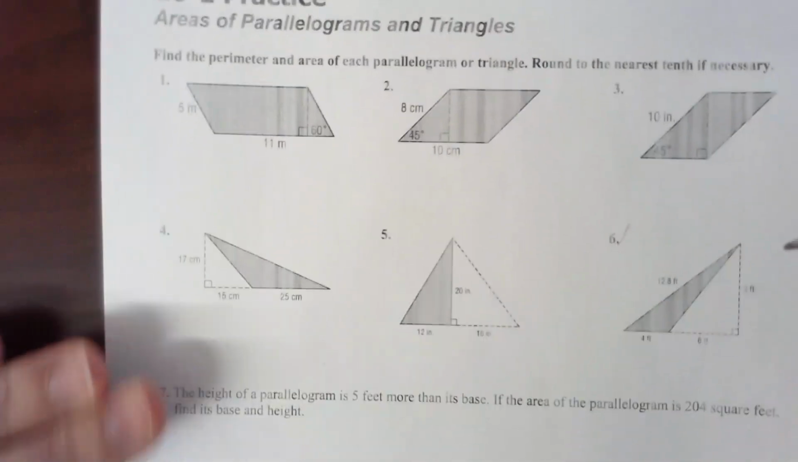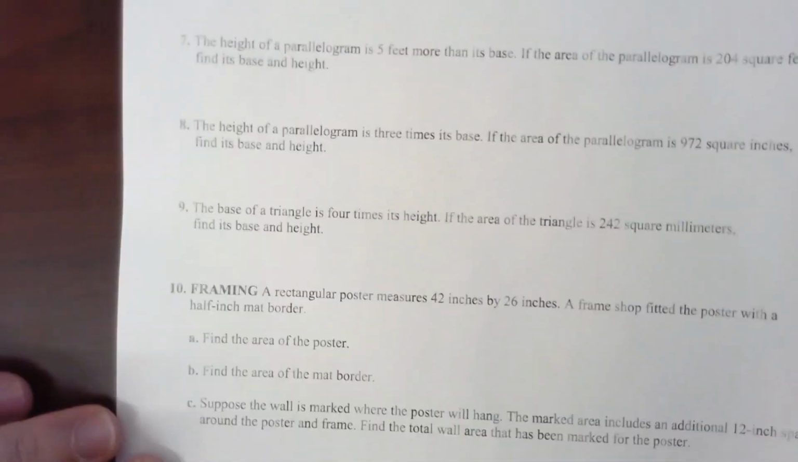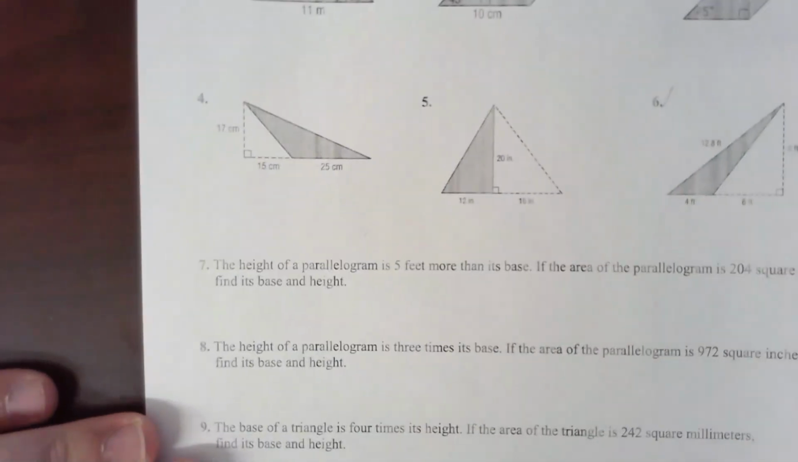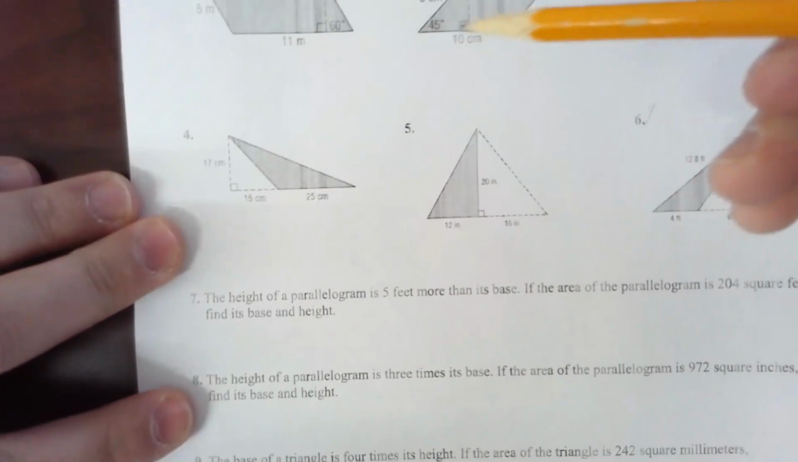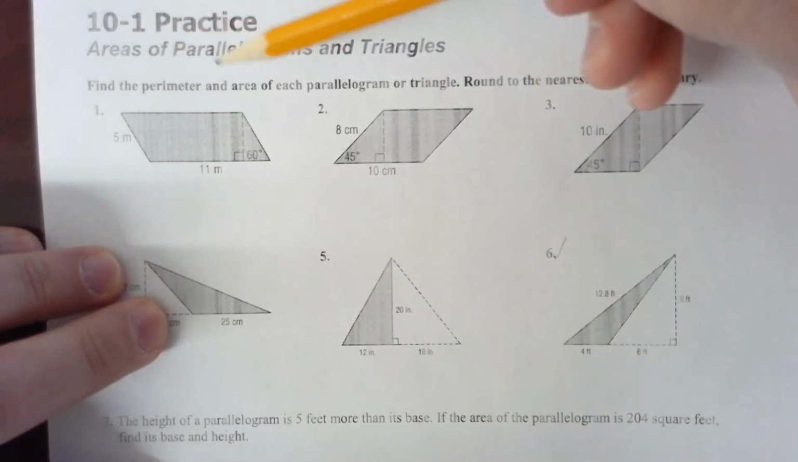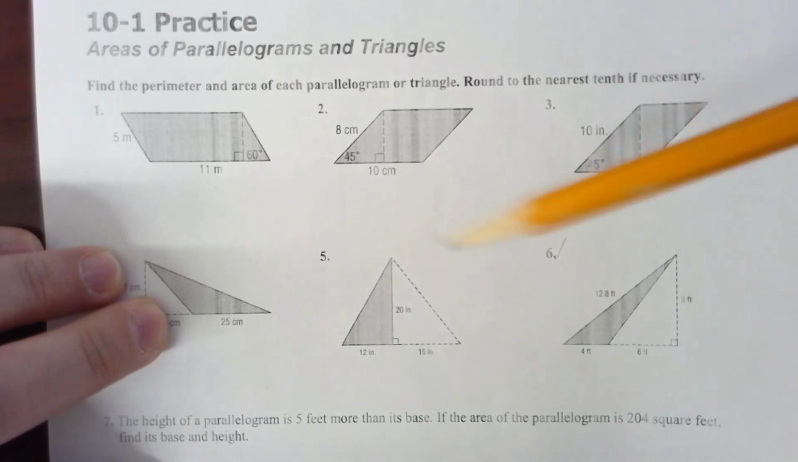So going back to this assignment, I'm going to do a few examples for you, and see if you can get through each of these. I'll do 2 and 5 here. Number 2, we are asked in the directions to find the perimeter and area of each parallelogram or triangle, round to the nearest tenth if necessary.